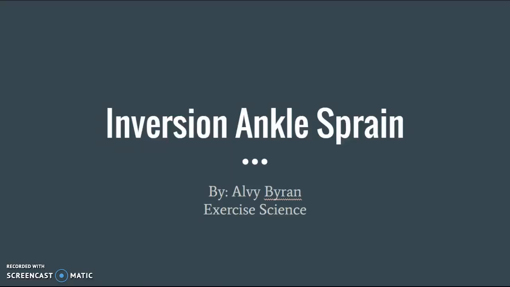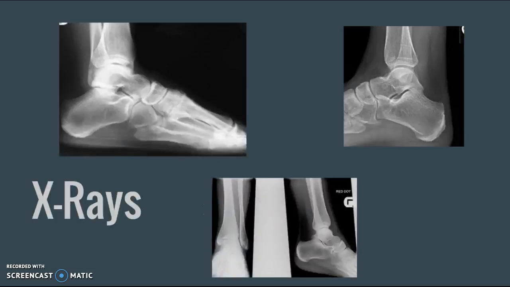Hello, this is my sports webinar assignment for exercise science, and the injury that I chose for this topic was inversion ankle sprain. Now, as you can see from this slide, these are some x-rays of what an ankle that is in a good condition will look like. As you can see, there are no separations in the ligaments or fractures on the bone.